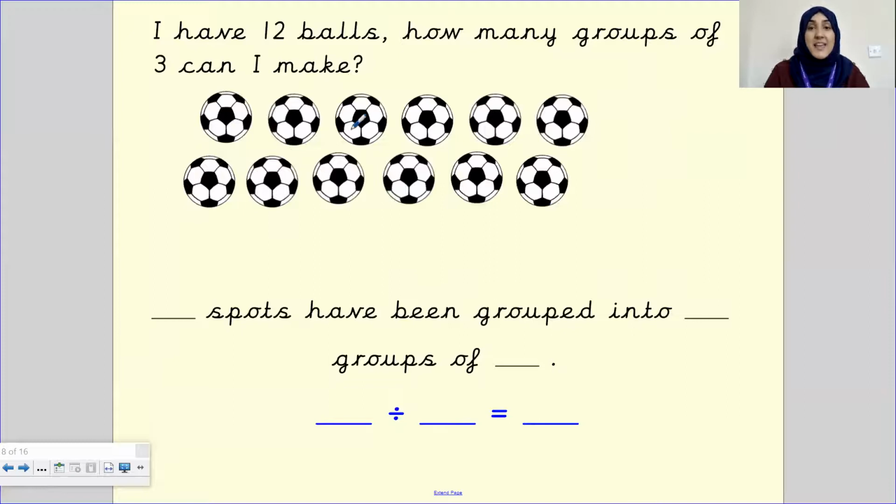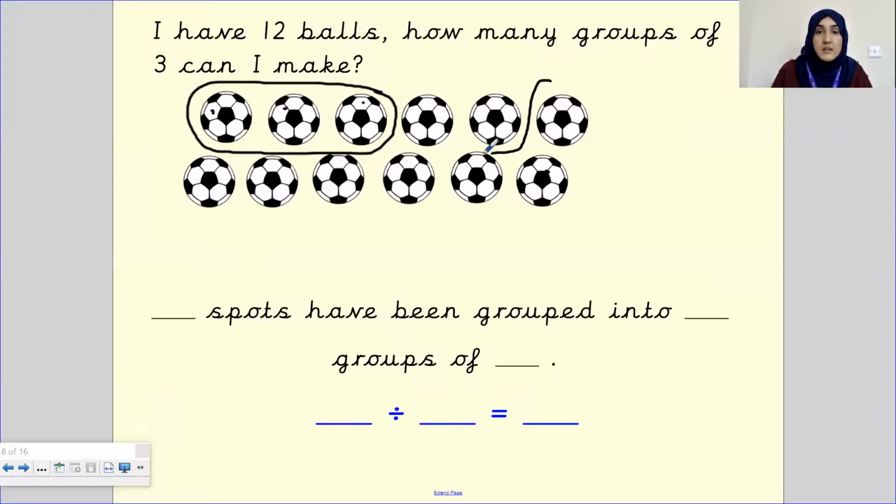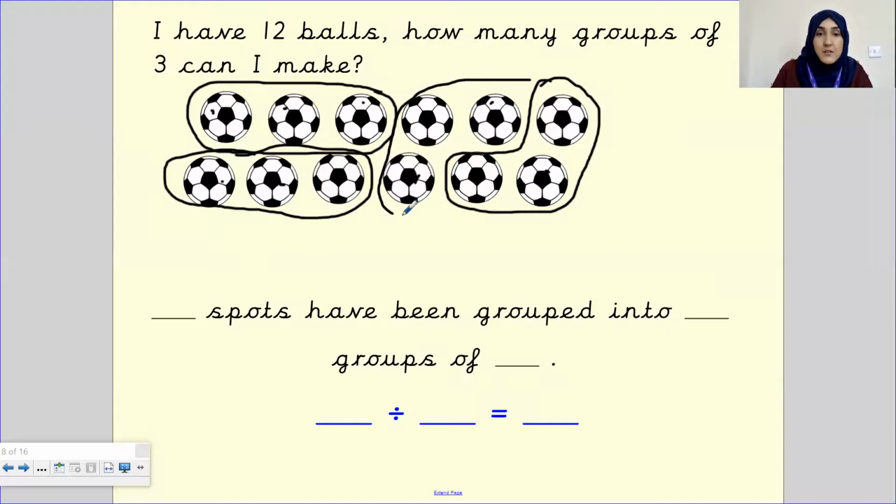Okay, at the top it says I have 12 balls. How many groups of 3 can I make? So this is telling me I need 3 balls in each group. Can you help me count? Thank you. I've got 1, 2, 3. So I've got 3 here. Okay, I've got 1, 2, 3. I'm going to do 3 here. Then I've got 1, 2, 3. I've got 3 here. And then I've got 1, 2, and 3. I've got 3 over here.